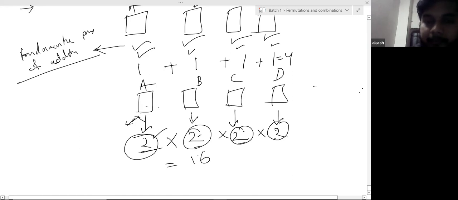Is it clear? You can either tick A or not. You can either tick B or not. You can either tick C or not, and so on. Everyone, is it clear?